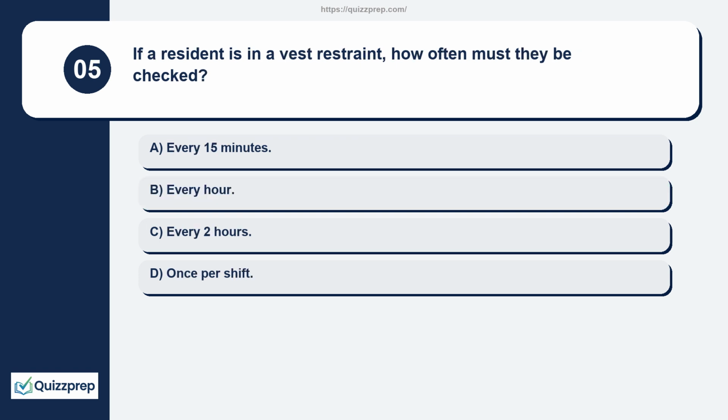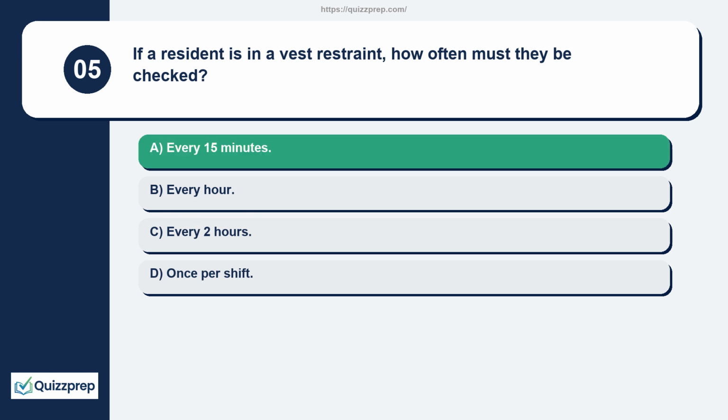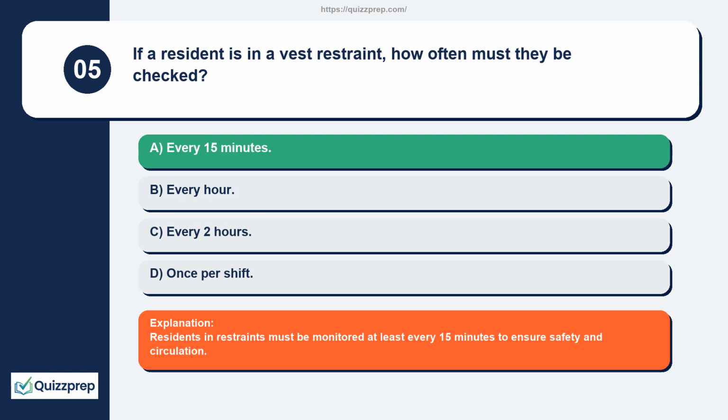Question 5. If a resident is in a vest restraint, how often must they be checked? Every 15 minutes, every hour, every 2 hours, once per shift. Residents in restraints must be monitored at least every 15 minutes to ensure safety and circulation.